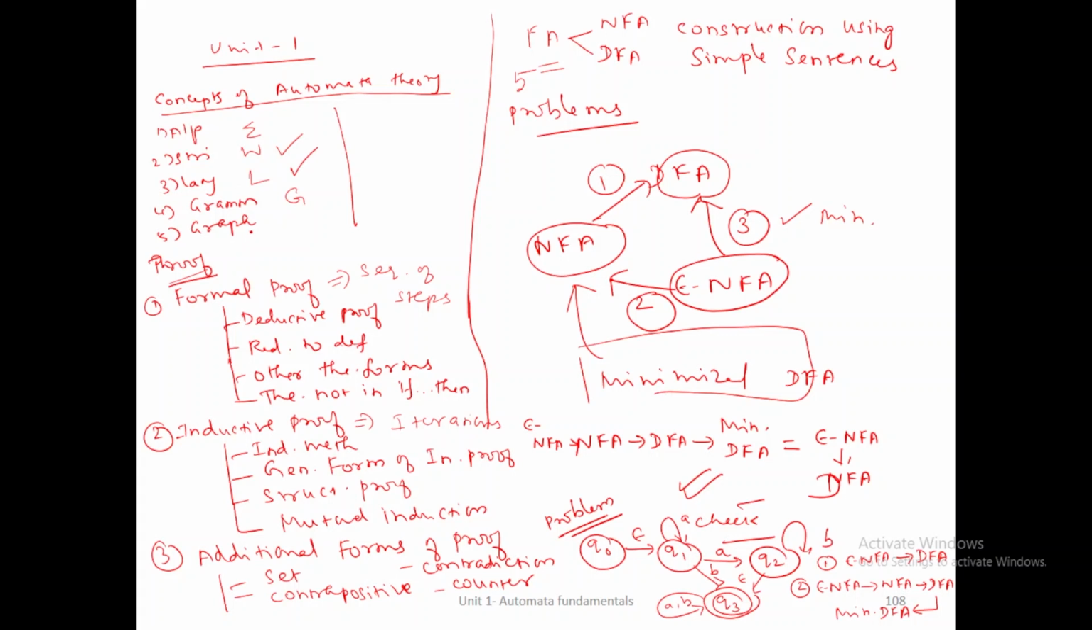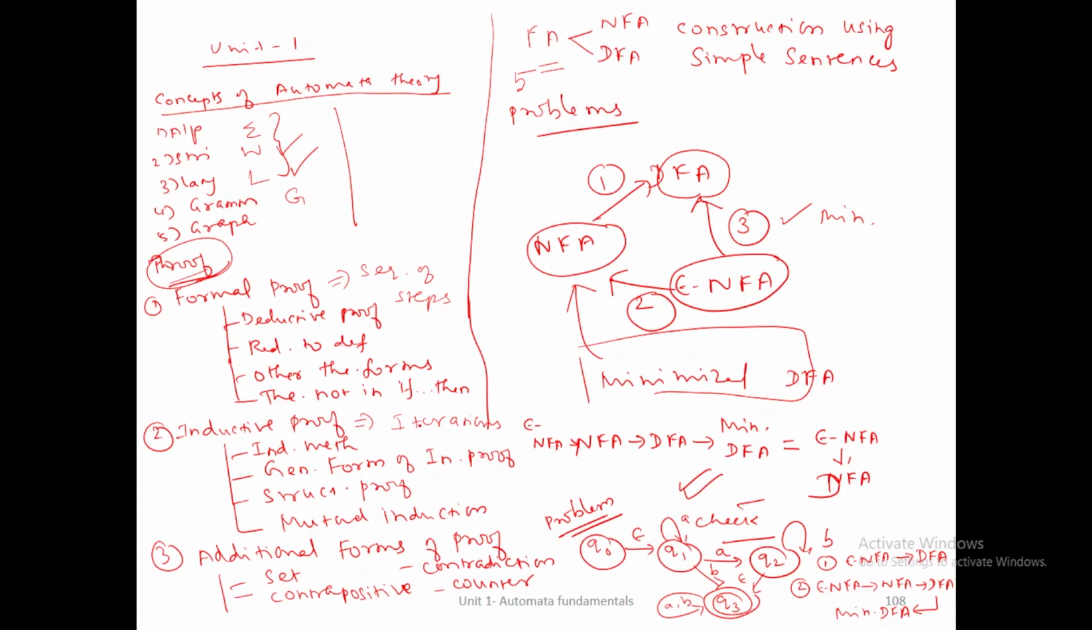By using the first three notations, we try to implement the problems. Okay, and then the proof concept. The theoretical part contains proofs in it. Proofs are majorly categorized into three parts: formal proof, inductive proof, additional forms of proof. The formal proof contains 4 types: deductive proof, reduction to definition, other theorem forms, theorems not in if-then form. This formal proof is only applicable for a sequence of steps.